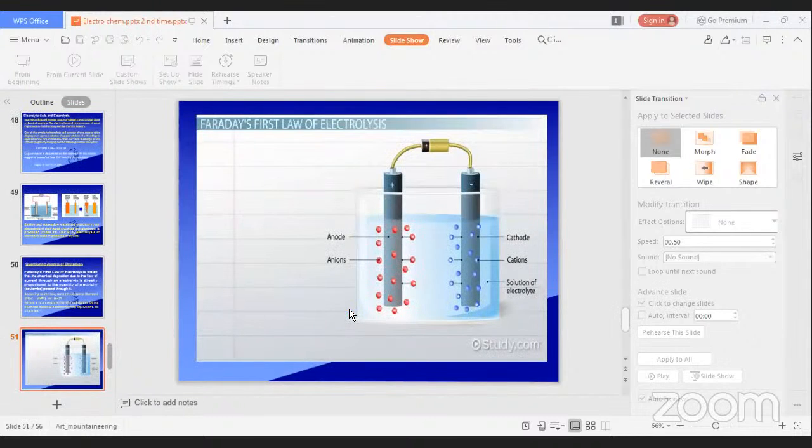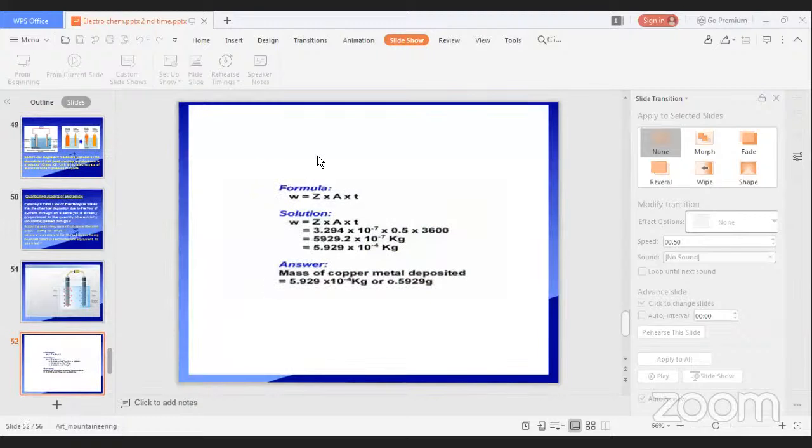Then, one numerical problem based on this. This picture indicates Faraday's first law. So simply, what is Faraday's first law? M is directly proportional to Q. That is Faraday's first law. Now, one numerical problem based on Faraday's first law. Here A or I, both are the same.